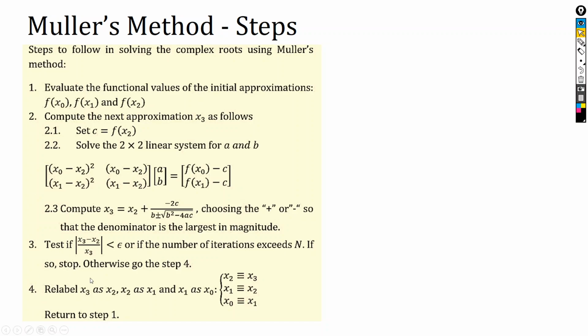The number 3, we have a test: if the absolute value of (x3 minus x2) over x3 is less than the error tolerance, or if the number of iterations exceeds n, then stop. Otherwise, go to step 4. Then step 4, relabel x3 as x2, x2 as x1, and x1 as x0. So meaning in step 4, this is repeated for the next iteration. Then we return to step 1, to evaluate again the functional values of the new initial approximations for the next iteration.